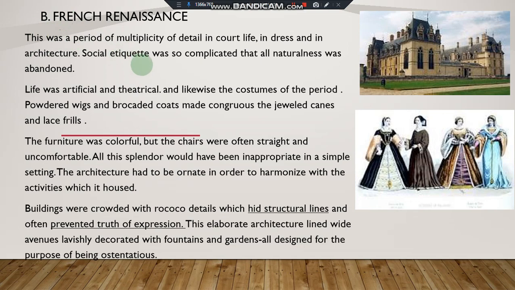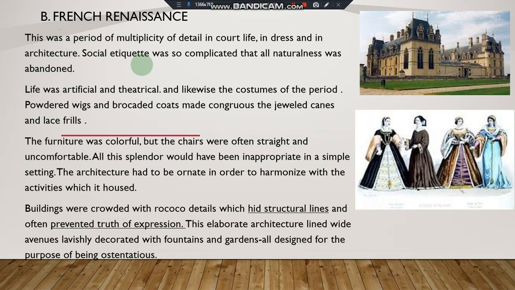All this splendor would have been inappropriate in a simple setting. So the architecture had to be ornate. No? When you say ornate, decorated with complex patterns in order to harmonize with the activities which it housed. So buildings were crowded with rococo details.